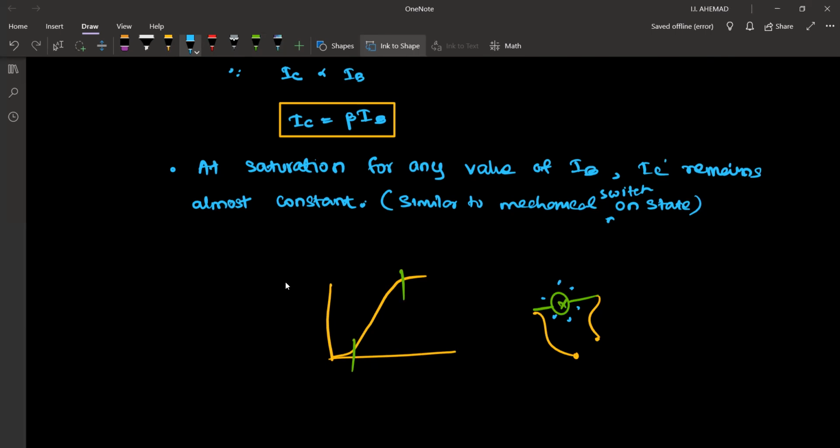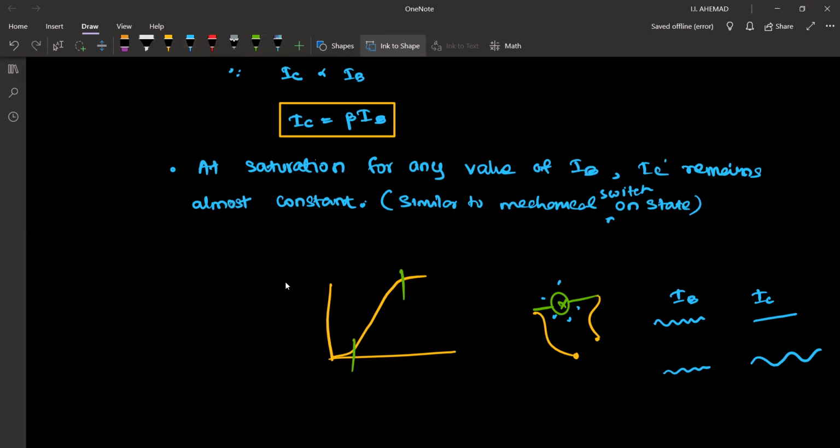Then what about this active region? In this active region also, there's a current flow, right? But why are we not using this active region as the mechanical on state? The reason is, in the case of saturation, even though there might be small fluctuation in IB current, IC current remains almost constant. It doesn't change. But in the active region, if you have slight variations in IB, it is amplified and you can observe it in IC.